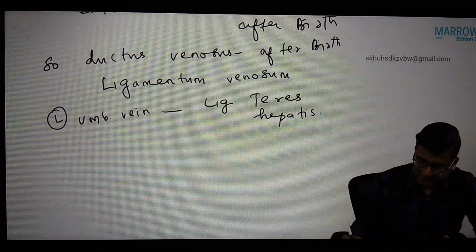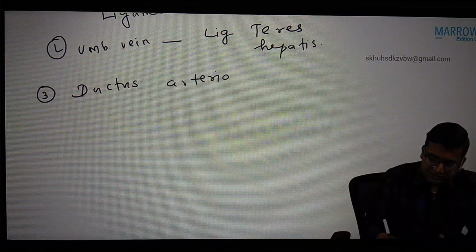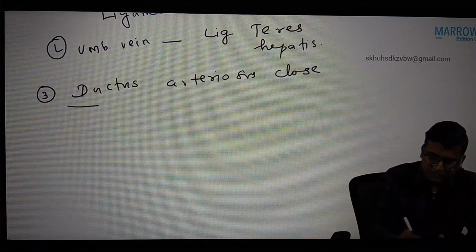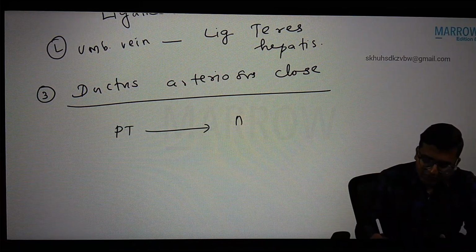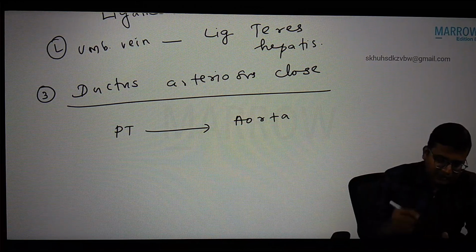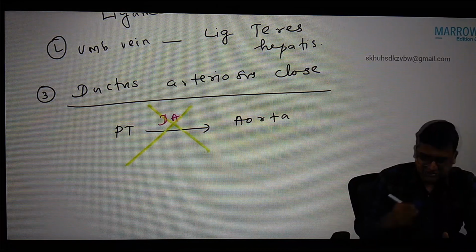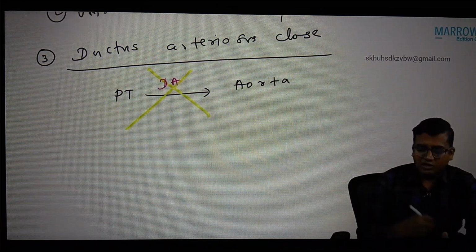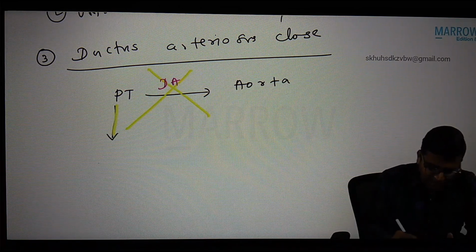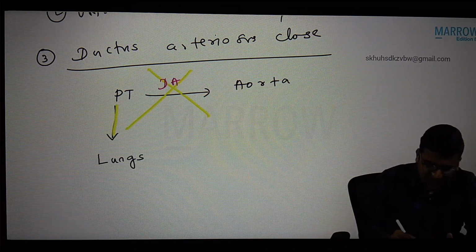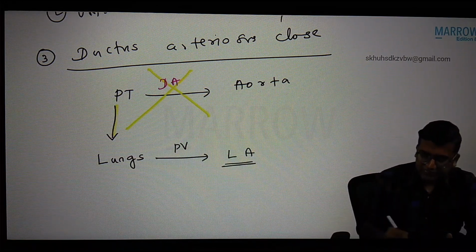Okay? Right. Now, third point, the ductus arteriosus will close. Now, what is the function of the ductus arteriosus? The ductus arteriosus connects the pulmonary trunk to the aorta. Now, this ductus arteriosus will close after the birth. Okay? Now, what will happen because of that? The blood from the pulmonary trunk goes to the lungs. From the lungs, via the pulmonary vein, the blood will come to the left atrium.